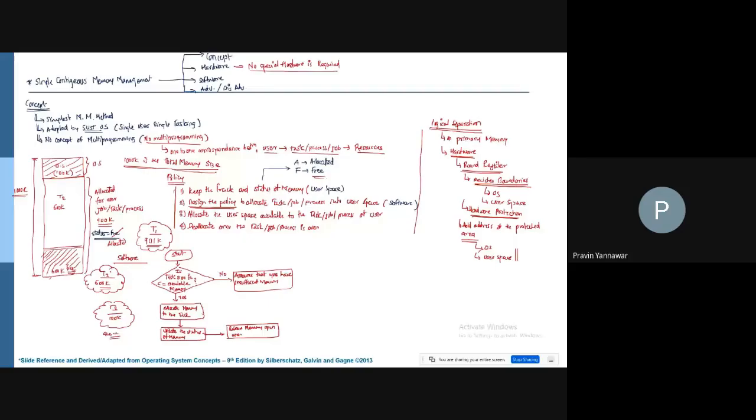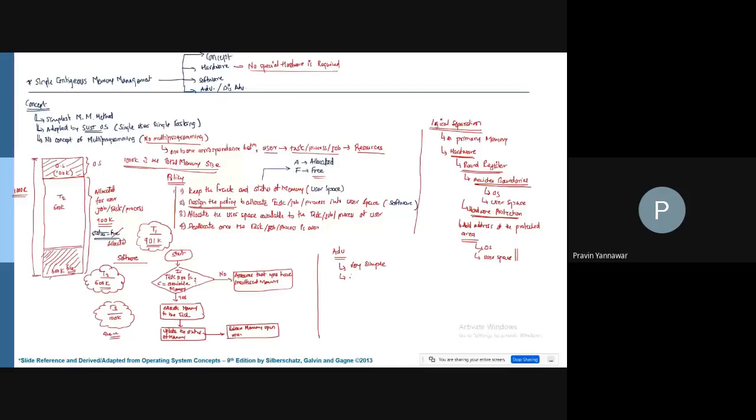So if you look at this particular mechanism, there are certain advantages. What are those advantages? This method is very simple, easy to understand and implement. This is very easy to understand and implement. But at the same time, this has certain disadvantages.